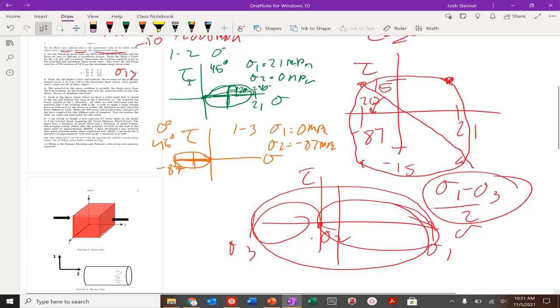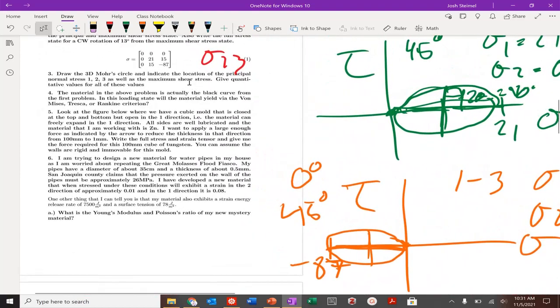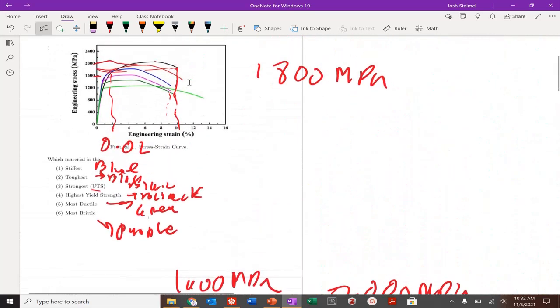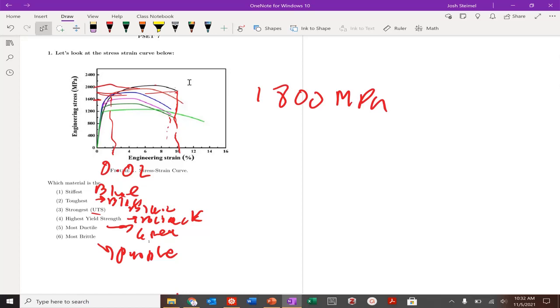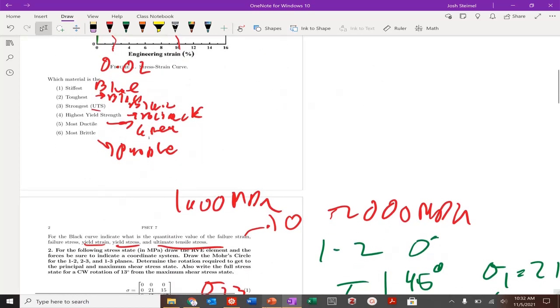We need to kind of zoom in here. Let's zoom in on what the problem says. So we've done number 3. We've given the quantitative values. The material in the above problem is actually the black curve from the first. In the loading state, will the material yield via the von Mises, Tresca, or Rankine criteria? So the black curve, we just said the yield stress was about, what was it, 1600 MPa.